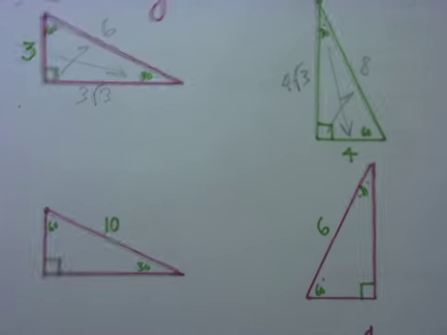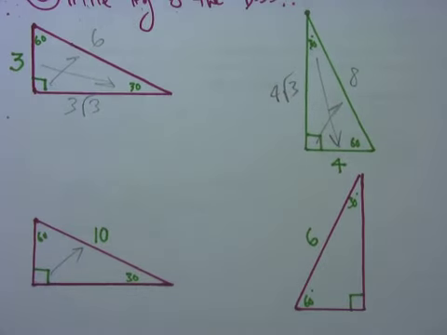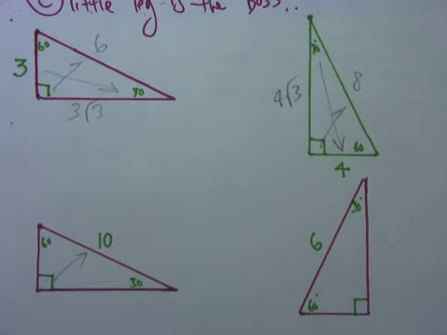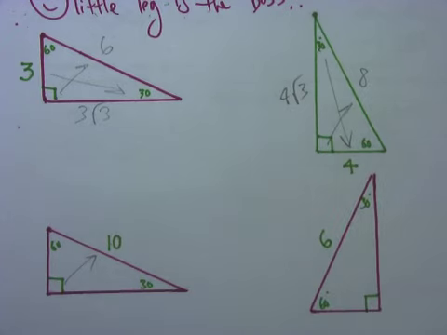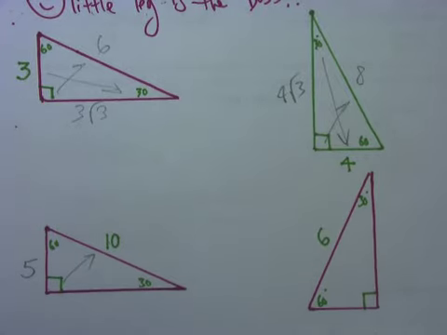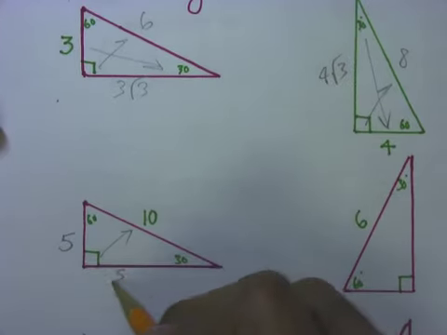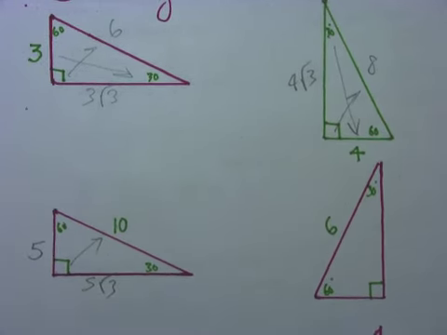Let's take a look at another example. Here, I have a 30, 60, 90 triangle, and they have given me the hypotenuse. The hypotenuse is 10. Well, I know that the hypotenuse is twice as big as the little leg. So if this is 10, I know that the little leg is going to be 5. And if the little leg is 5, well, I know that the long leg, because I can see it here on my reference sheet, is the same as the short leg times the square root of 3. So the long leg is going to be 5 times the square root of 3.